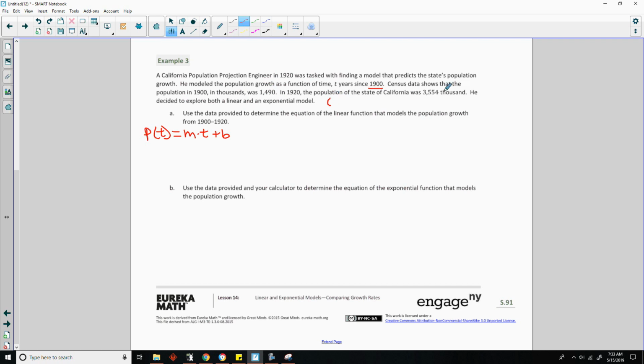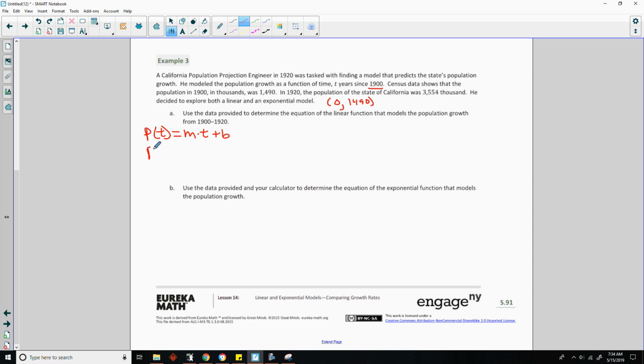But it says that we want the time to be t years since 1900. See it right there? So if it's 1900, t years since 1900 is 0. If you're in 1900, how many years is 1900 from 1900? 0. And that's 0, comma, 1,490 thousands. So there's our y-intercept. There's our b.